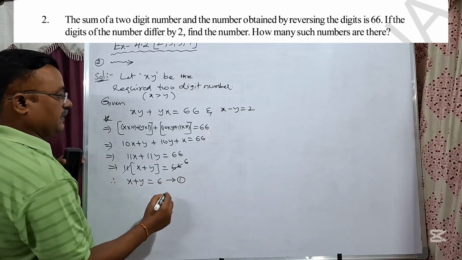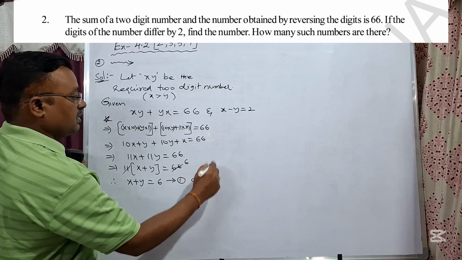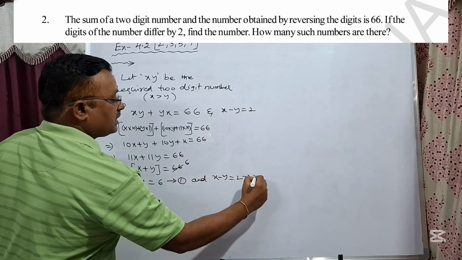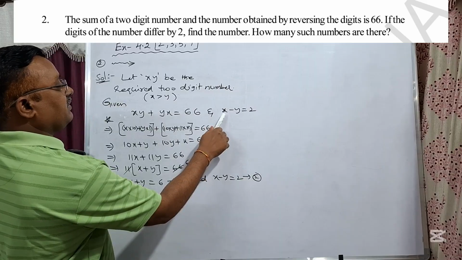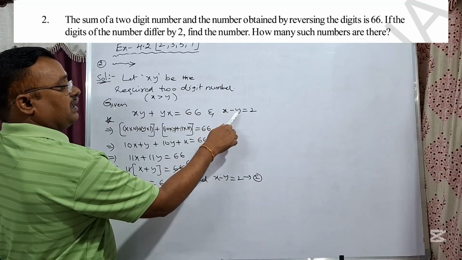Let it be equation 1, and this one, x minus y equal to 2, as equation 2, which says the difference of the two digits of the number is 2.